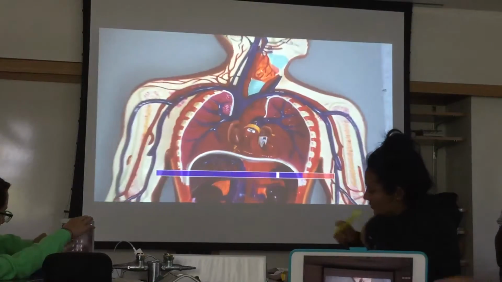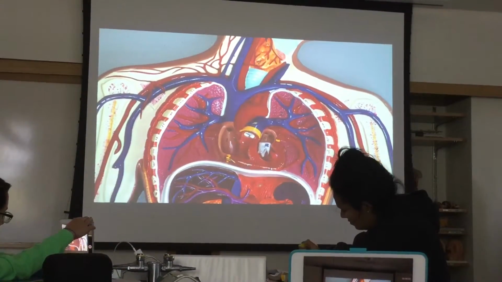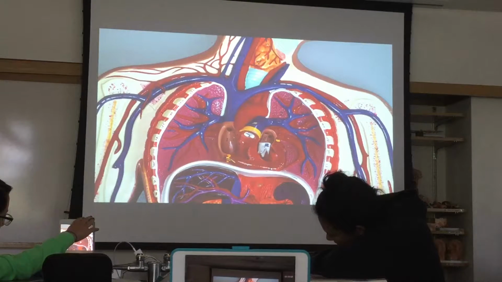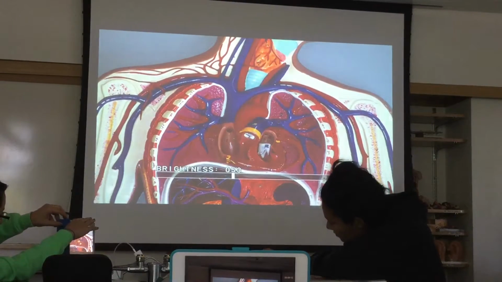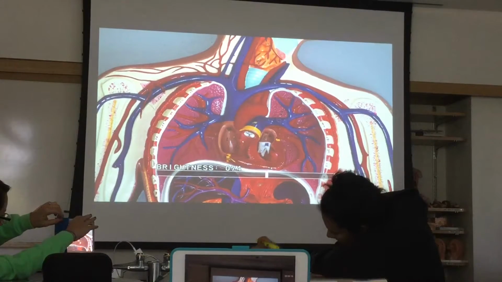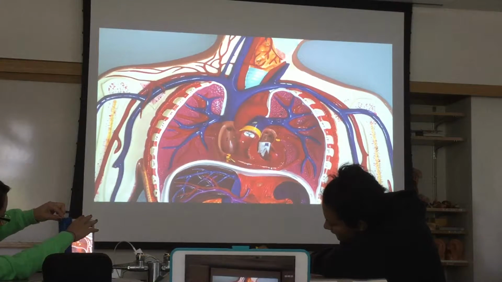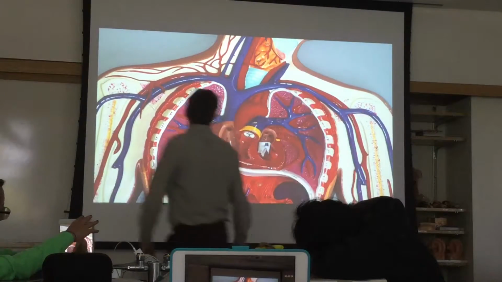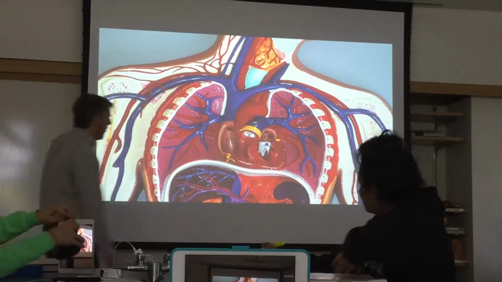Let me start with the arteries first because there's more of them. Excuse me, there's less of them than there are veins. Let me make sure I got this. All right, good enough, I guess. You can see it more or less. All right, so let me just take it as we're coming out of the left ventricle.